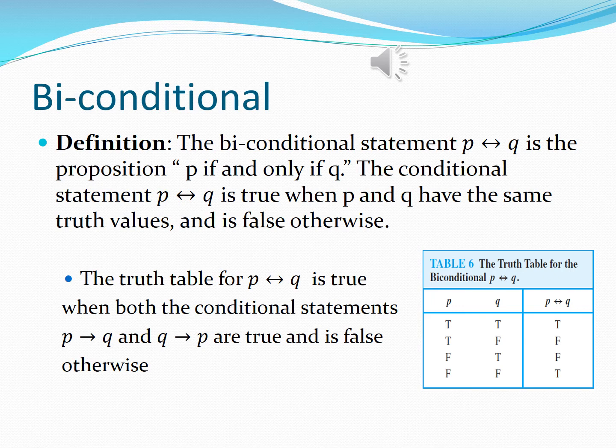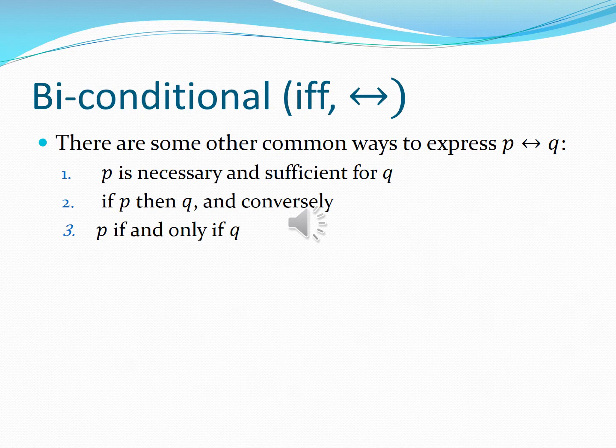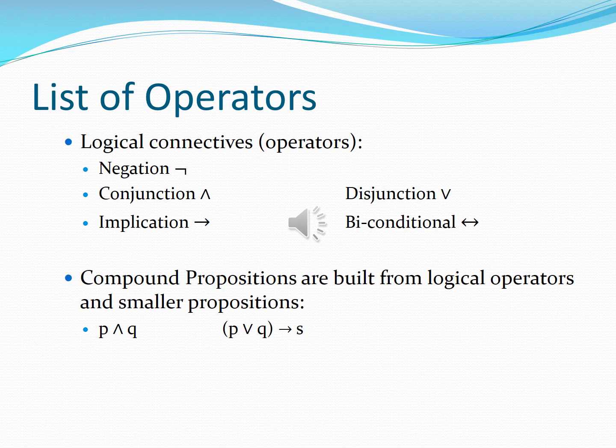And it is false otherwise. By biconditional statement, there are some other common ways to express biconditional statements. Number 1, P is necessary and sufficient for Q. Number 2, if P then Q and conversely. Number 3, P if and only if Q. This is the list of operators that we discussed so far, so please take a look at them.